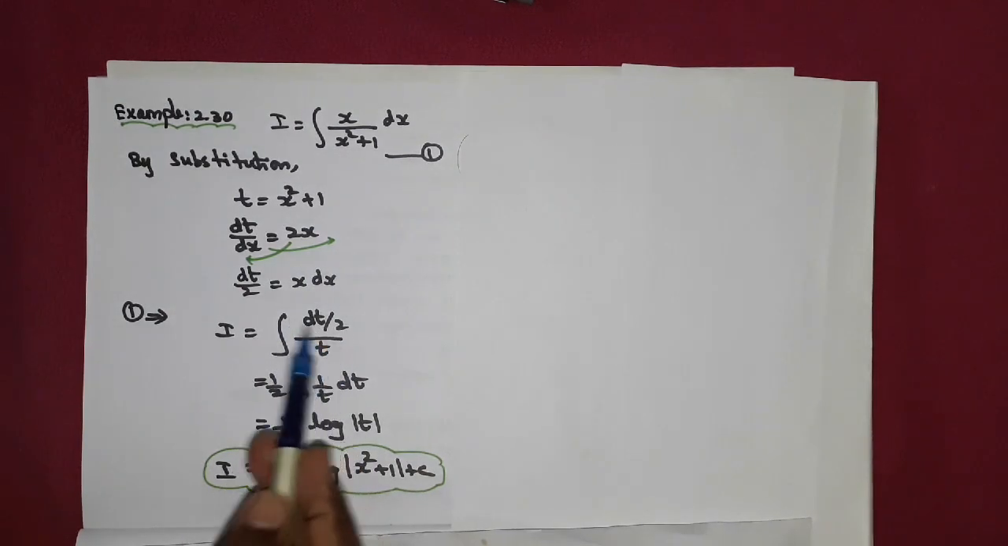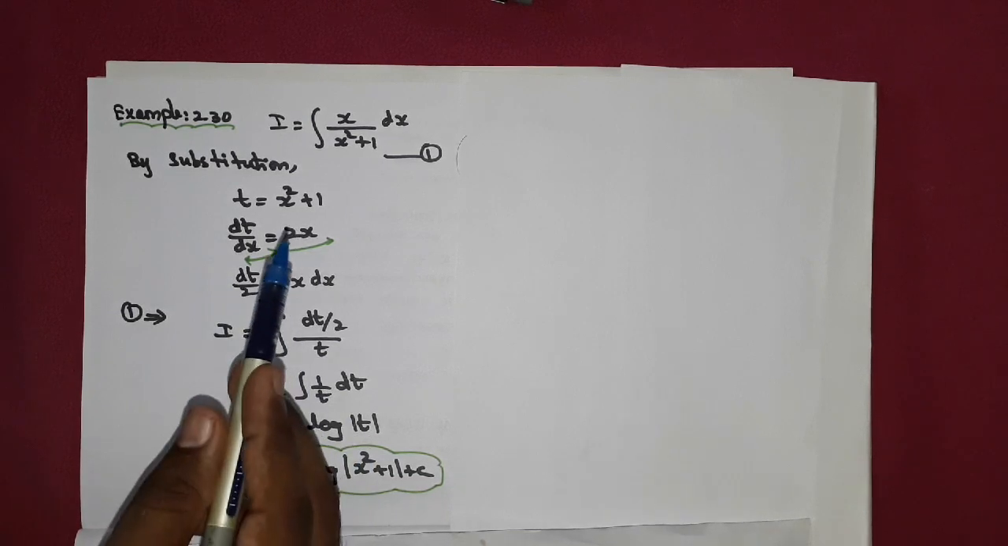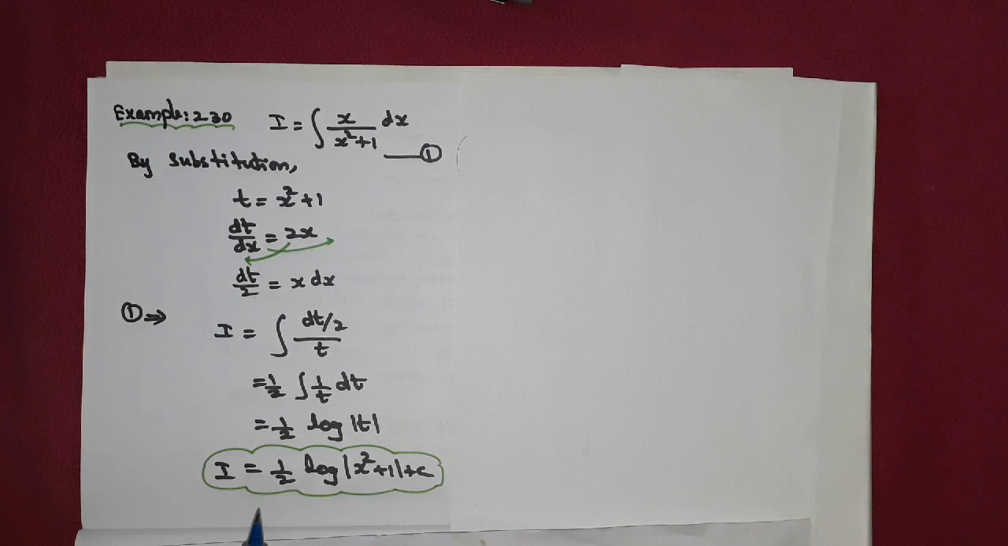So now 1 by 2 I take it out and dt I keep it aside. So integral 1 by t dt. When you integrate 1 by t you get log modulus t. T is nothing but x square plus 1, so apply it in this place. So you have 1 by 2 log of modulus x square plus 1 plus c.